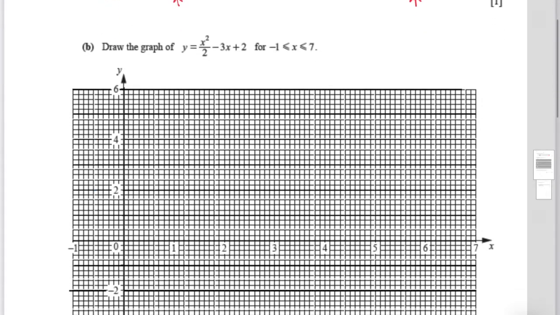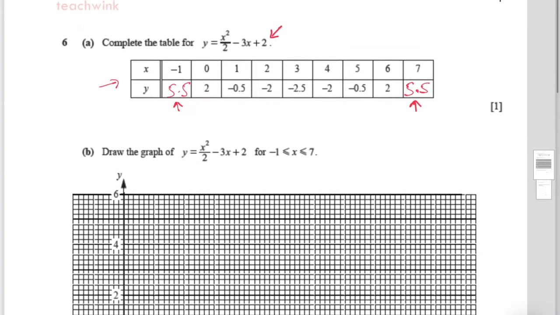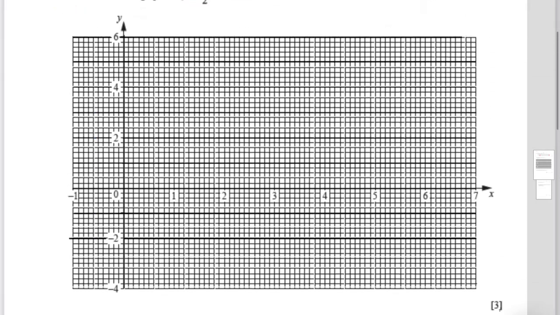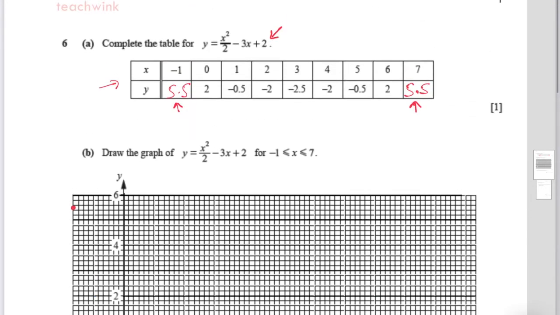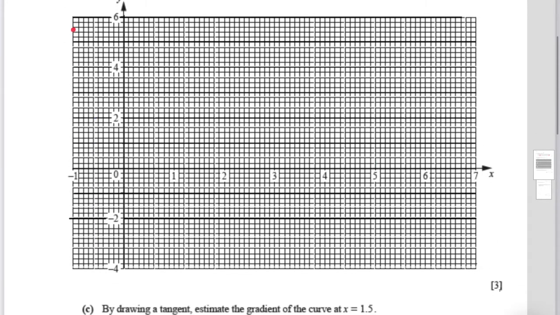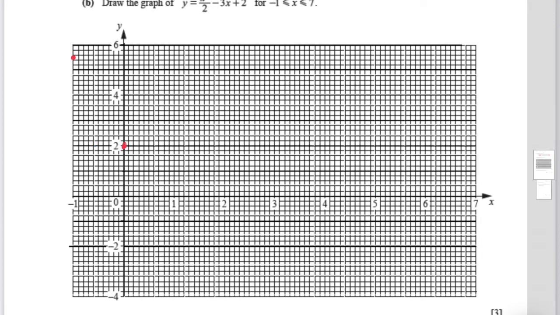The next part of the question says draw the graph of y equal to x squared over 2 minus 3x plus 2 for x being minus 1 to 7. So let's plot these values. Minus 1 and 5.5 is going to be here. The next value is 0 and 2. 0 and 2 is going to be here. I hope this is visible. The next value is 1 and negative 0.5. 1 and negative 0.5 is going to be here.